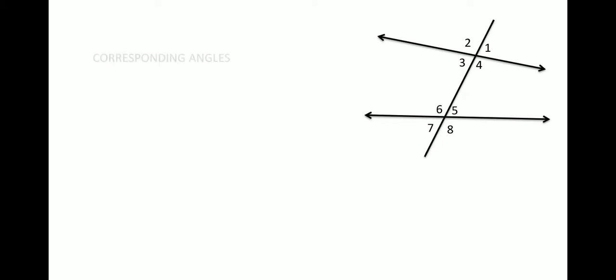Similarly, we have corresponding angles. Corresponding angles are like this and this. 1 and 5 are called corresponding angles. Similarly, angle number 2 and 6 are also corresponding angles. Down here, 3 and 7 are also corresponding angles, and 4 and 8 are also corresponding angles.